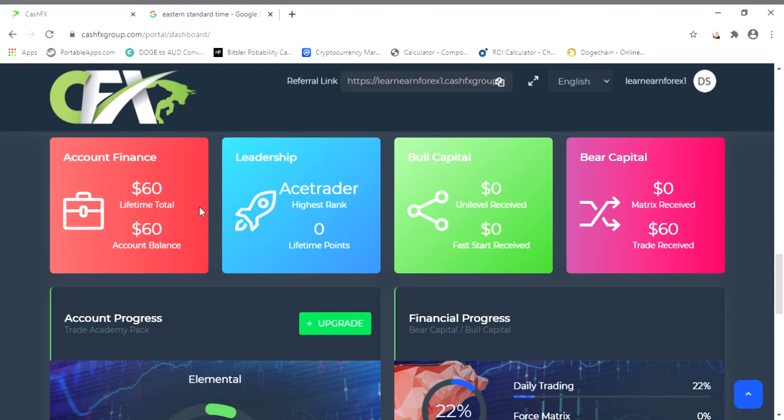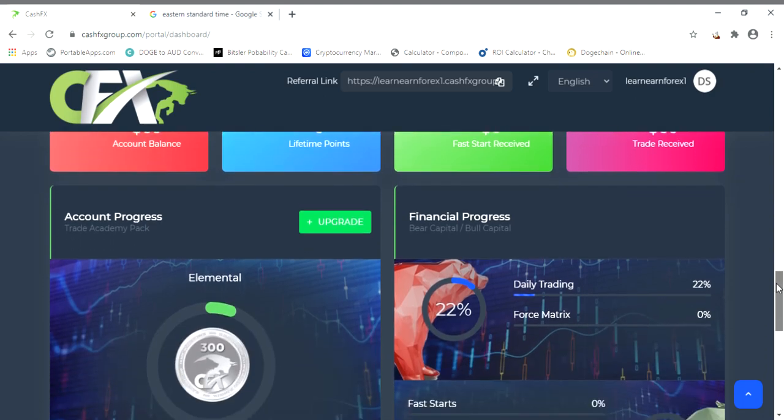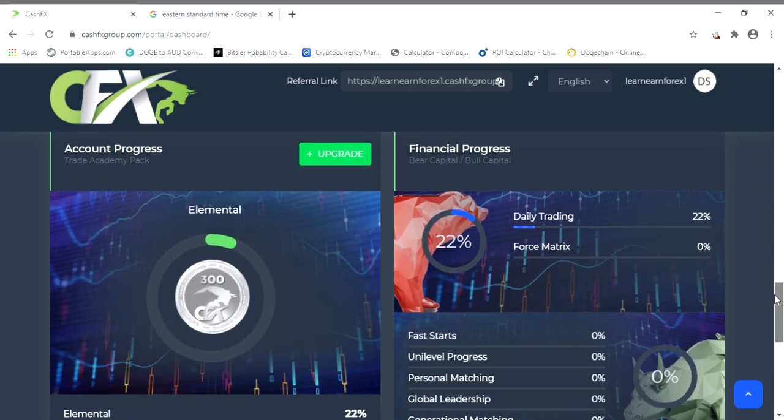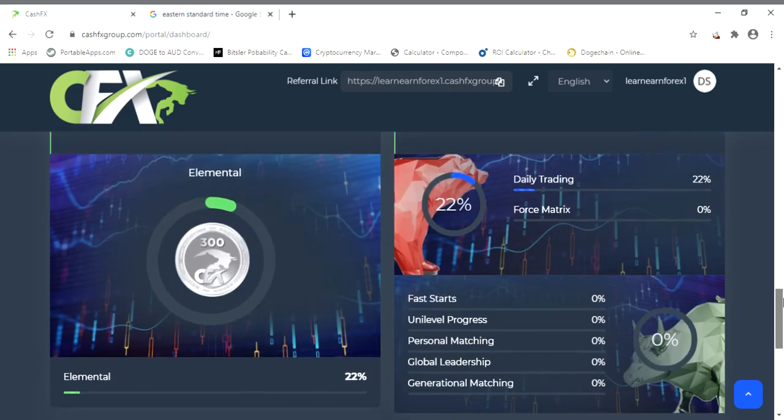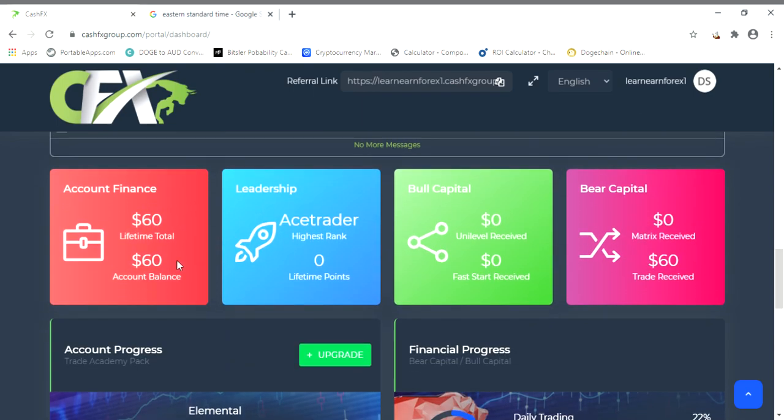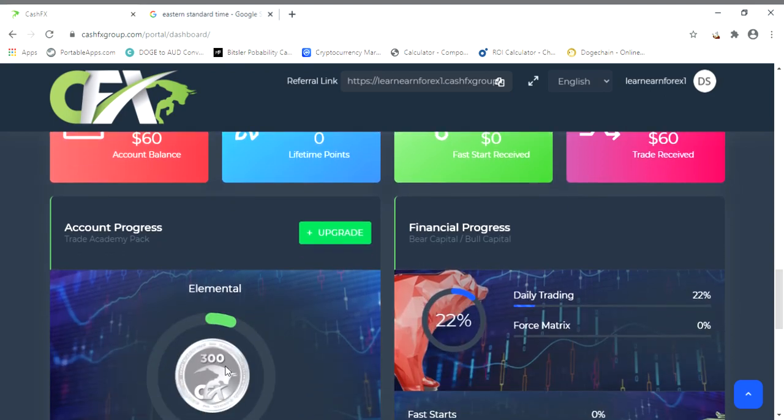So here you go. You can see that I have $60 in my account balance, and over the time that I've been involved in it, I've made $60 altogether. I currently have no subscribers under me. So this is just an idea of what you can achieve with a basic package and just let it run. As you can see, I've bought the $300 package, and it's up 22%. Okay. And so basically I've made back $60 in 1 month on my $300 package.